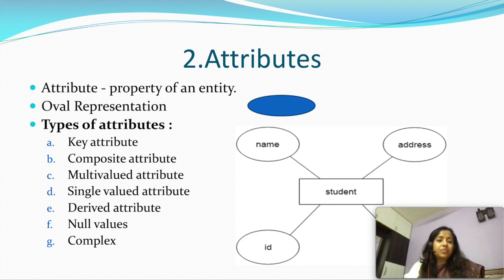Coming to the attributes. Attribute, as I already mentioned, is a property of an entity. It is represented by an oval. All the types of attributes are mentioned here. Let us see them one by one.